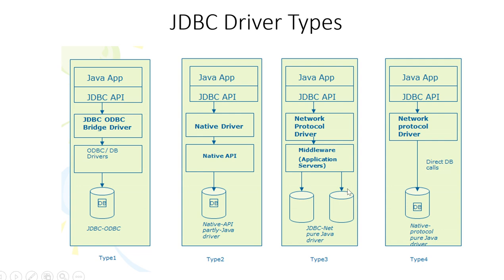And type 3, the network protocol driver. Type 3 is called a network protocol driver. This one uses a middleware server between the Java application and the actual databases. The JDBC calls go over the network to the middleware, which then communicates with the database in its own native protocol. Actually, this makes it platform independent because it was completely written in the Java language, right? And you don't need any native libraries on the client machines.